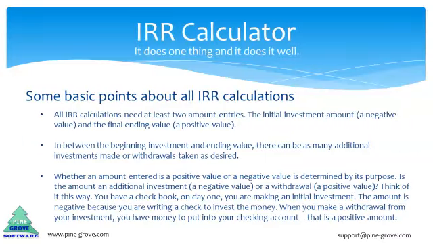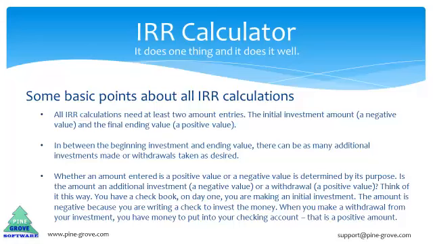Some basic points about all IRR calculations. All IRR calculations need at least two amount entries: the initial investment amount, a negative value, and the final ending value, a positive value. In between the beginning investment and ending value, there can be as many additional investments made or withdrawals taken as desired. Whether an amount entered is a positive value or a negative value is determined by its purpose. Is the amount an additional investment, a negative value, or a withdrawal, a positive value?